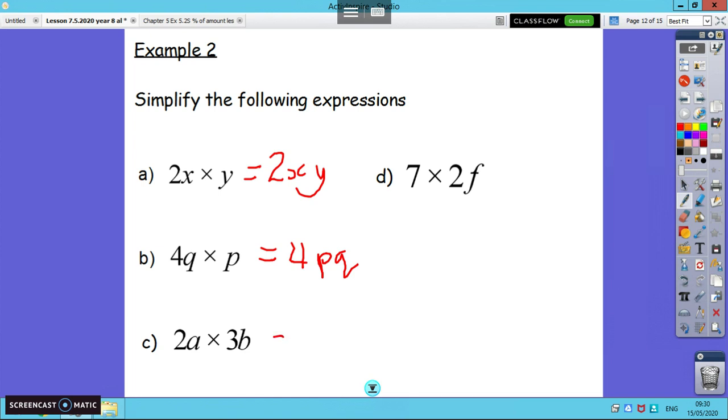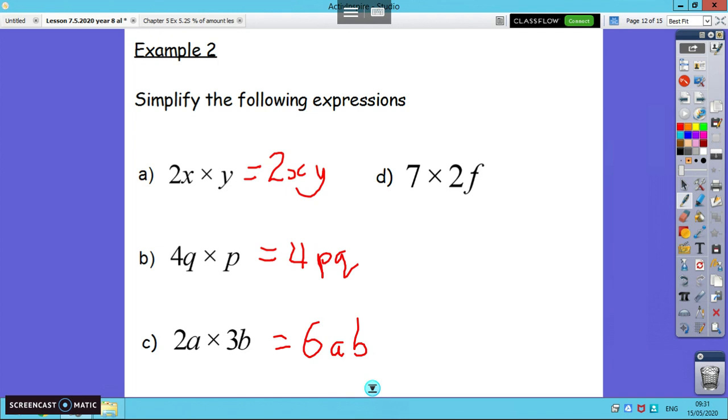Part c, now here we've got 2 letters and 2 numbers. We're going to think about the numbers first, because remember they always come first. So we're going to do 2 times 3, which gives us 6. And then we're going to think about a and b. Now, which way round should they go? Should it go ba or ab? ab. So our answer is 6ab for that. Now remember, we can times numbers together, but we can't times letters together. So that's why they just have to go next to each other.